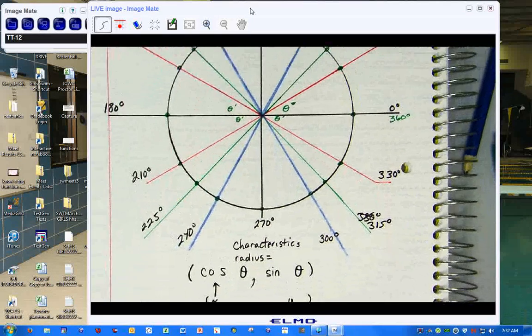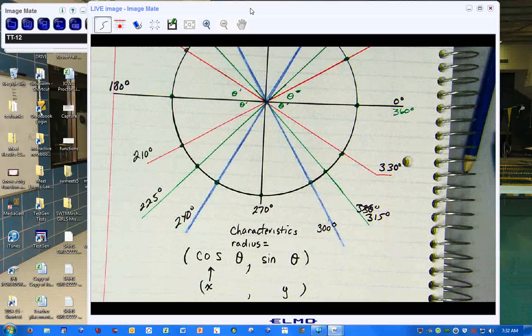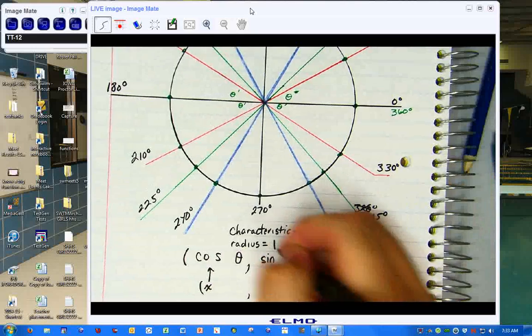Now, what do you think the radius is of the unit circle? What do you think the most simple radius is that you can possibly do? The easiest number that you can put in for the radius of a circle. Not 0, because if it's 0, it wouldn't be a circle. It's not 2. It's going to be 1. So the radius is going to be equal to 1.